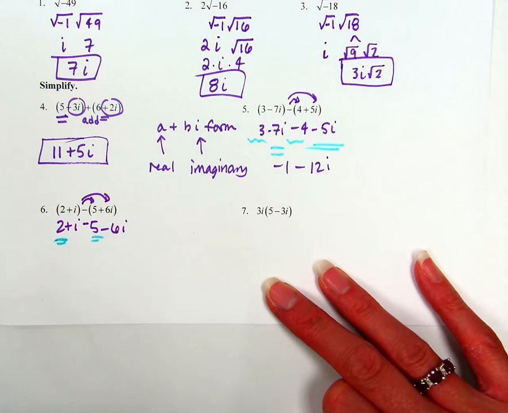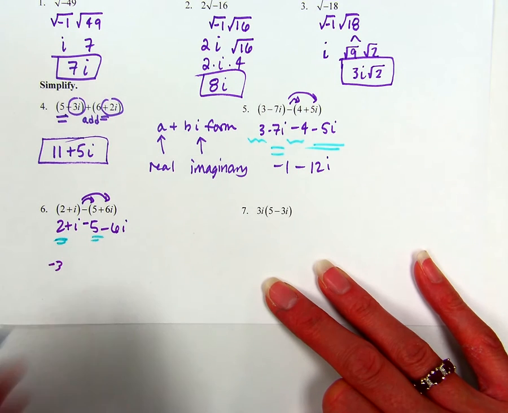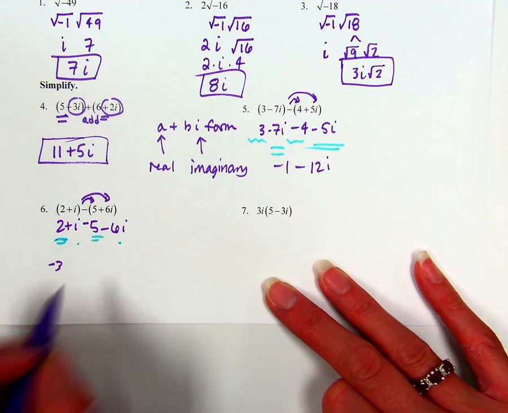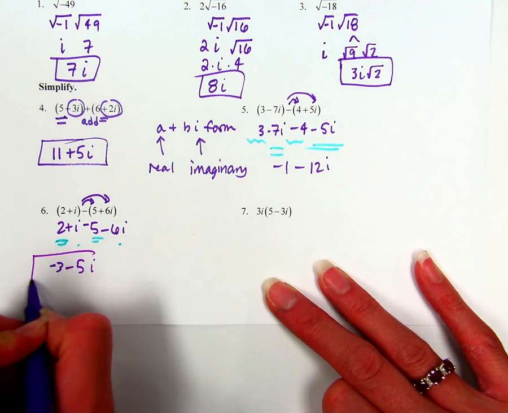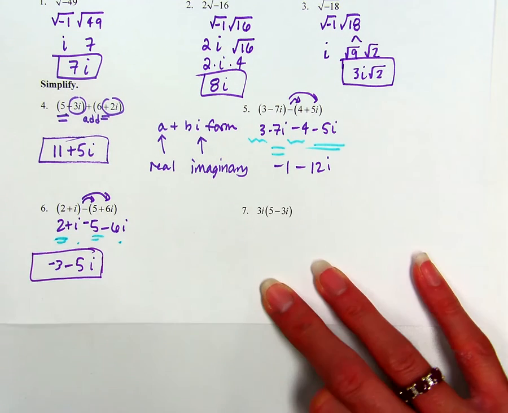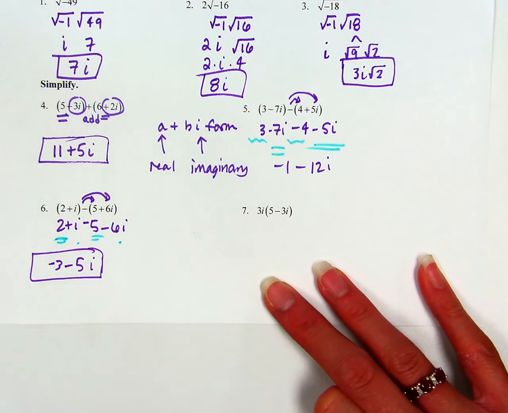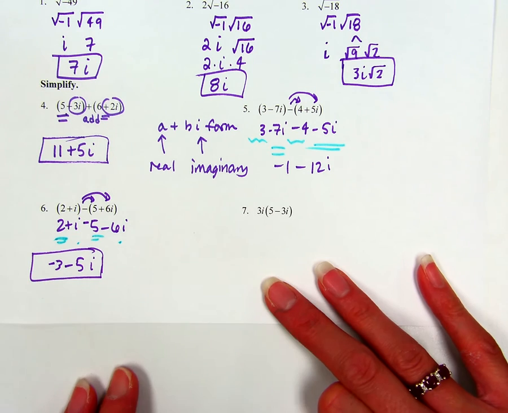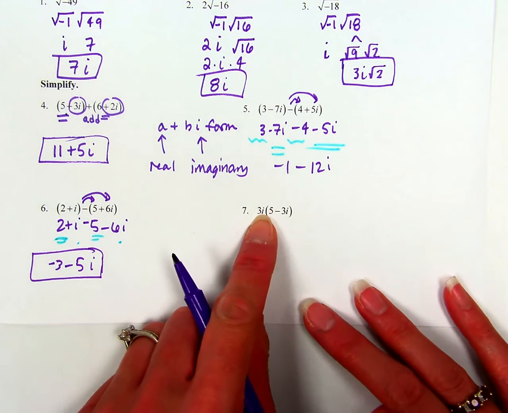So 2 minus 5 is negative 3. I minus 6i is negative 5i. And then I'd like to double check that it's in the right order. So negative 3 comes first and negative 5i comes second. This one's multiplication, so it's a little different.